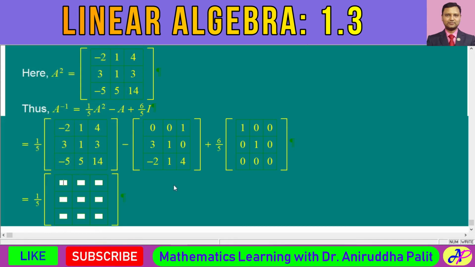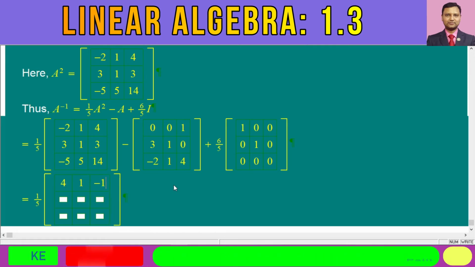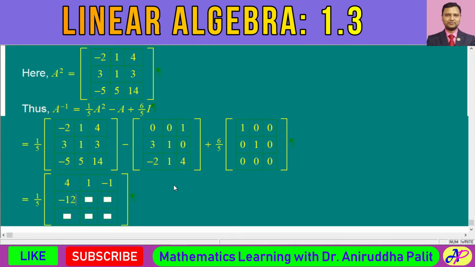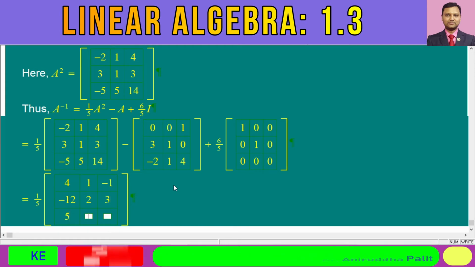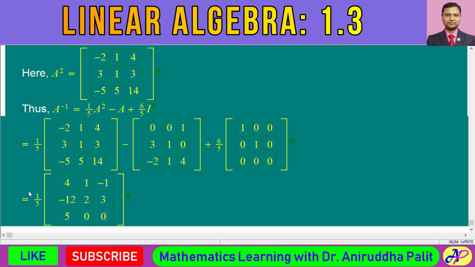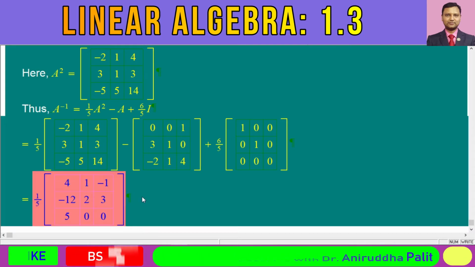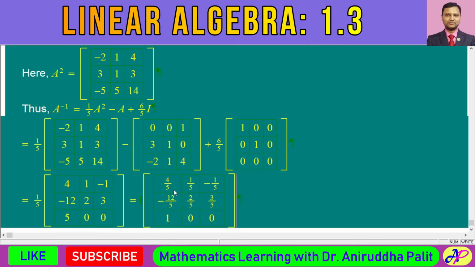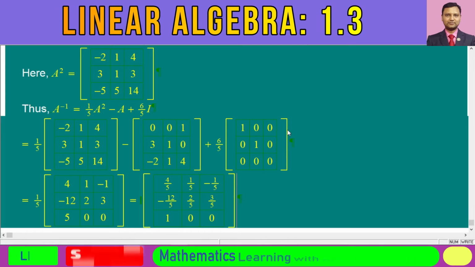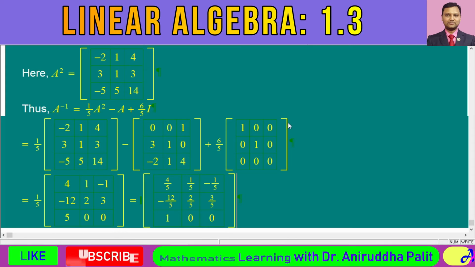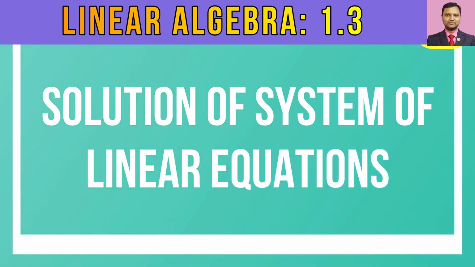It would be 4, 1, minus 1, then minus 12, 2, 3, and then the last term would be 5 into 0 5 0 0. 1 by 5, do not forget to write this 1 by 5. This would be the A inverse, or particularly speaking, this kind of expression, everything has to be divided by 5. So this would be the expression of A inverse, the matrix A inverse. So in this fashion, if we apply Cayley-Hamilton theorem, then we can compute the expression of A inverse.